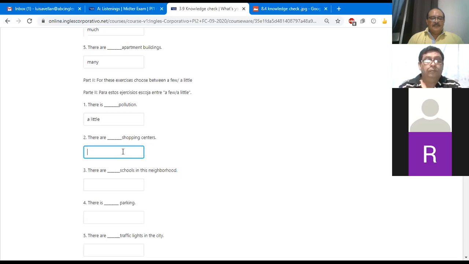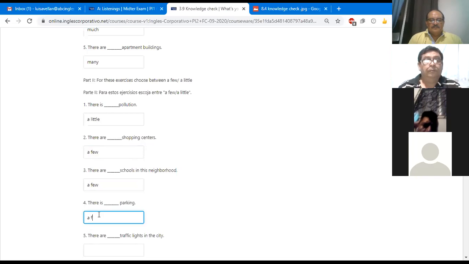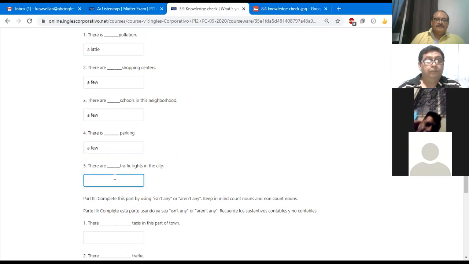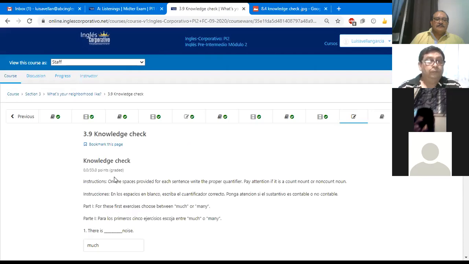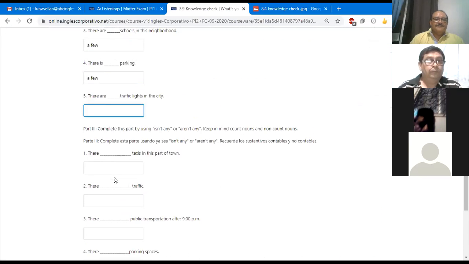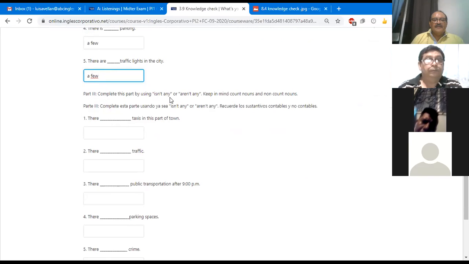There are? A few. A few. Okay. There is? Parking. A few. Sure. A little. A little traffic or a few? A few. It's talking about the lights, not the traffic. A few traffic lights.